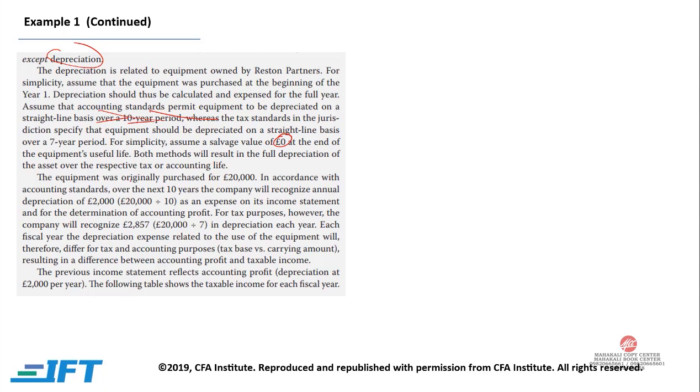Now, the equipment was originally 20,000. So for accounting purposes, the depreciation would be 20,000 divided by 10, that is 2,000. And for tax purposes, this would be 20,000 divided by 7, that is equivalent to 2,857. Now, as we can see, the depreciation expense for accounting and for tax purposes is different, and hence will produce a different taxable income.